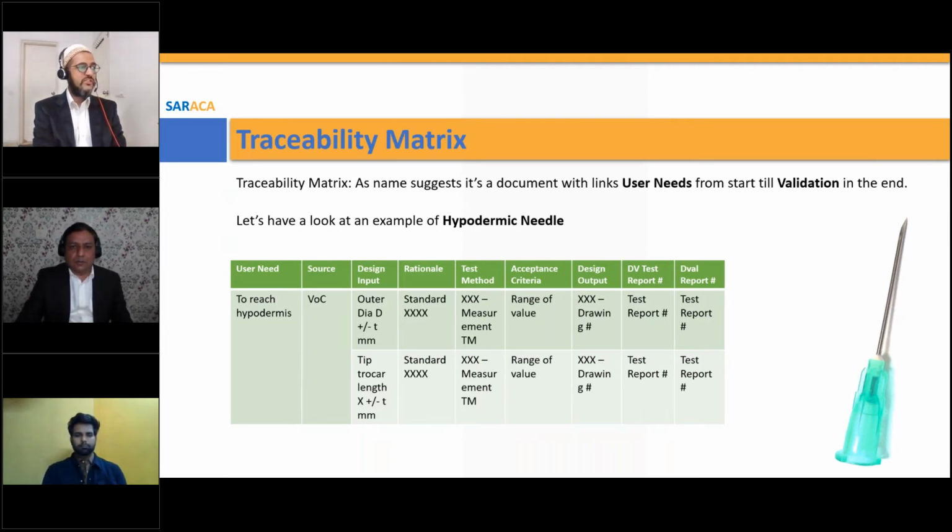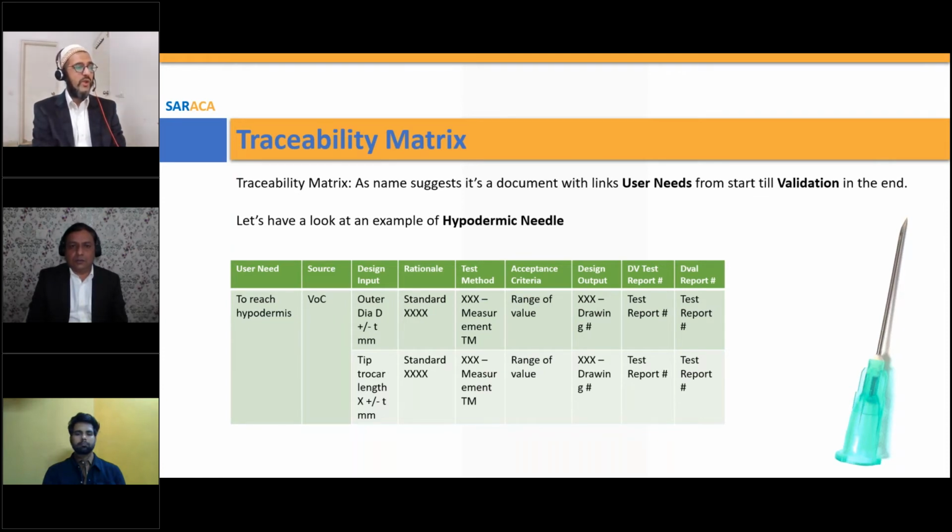For example, to reach hypodermis, you need a tube with some diameter and some tolerance on the diameter. What else do you need? You need the length of the trocar tip and the angle on the trocar tip, so that you can penetrate the skin. So these are some examples of how you convert the user need into quantitative requirements, so that you can actually measure that, and those requirements define how you will achieve your user need. So you want to achieve the user need, and you'll achieve that by these design input requirements.